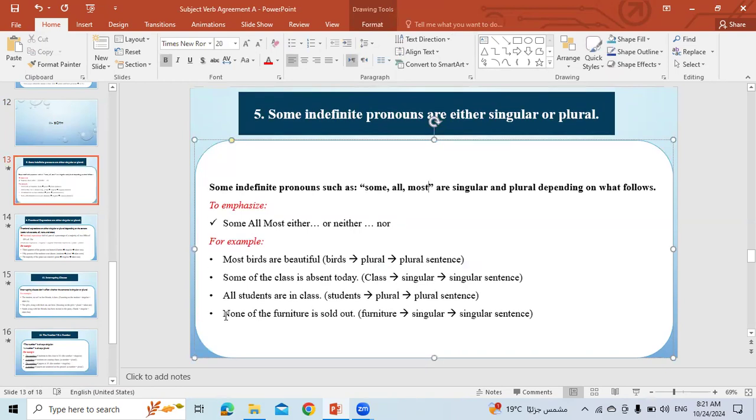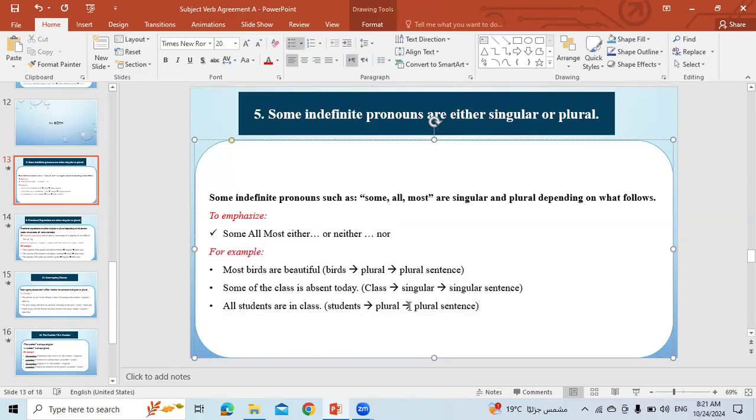Some, all, and most. These three can be singular or plural depending on what's coming after them. For example, most birds are. What do we have after most? Bird. So it's are. Some of the class is absent. What is after some? The class. Singular. You see? Excellent. So some, all, most are both singular or plural depending on what's after them.